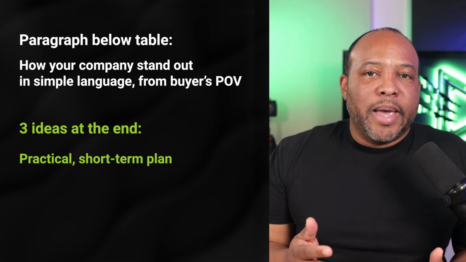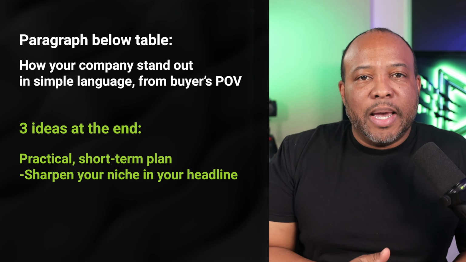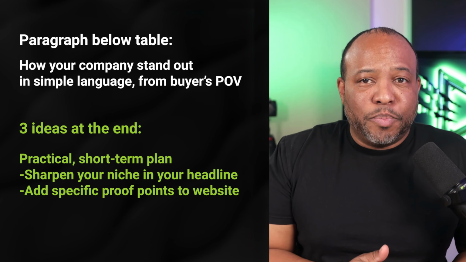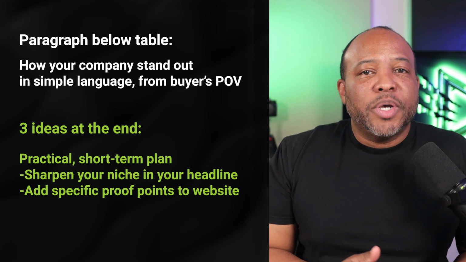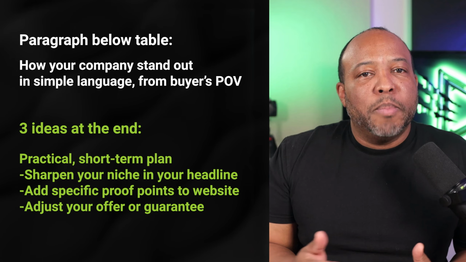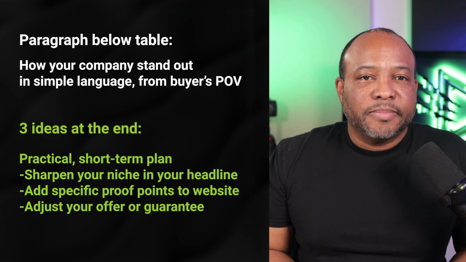They might be things like sharpen your niche in your headline, add 1 or 2 specific proof points to your website, or adjust your offer or guarantee to better match what your market expects. You can use this same structure for your own business. The table becomes a tool you can share with your team. The short paragraph can shape your core message on your website and in your outreach. The 3 ideas can guide what you test over the next 90 days.